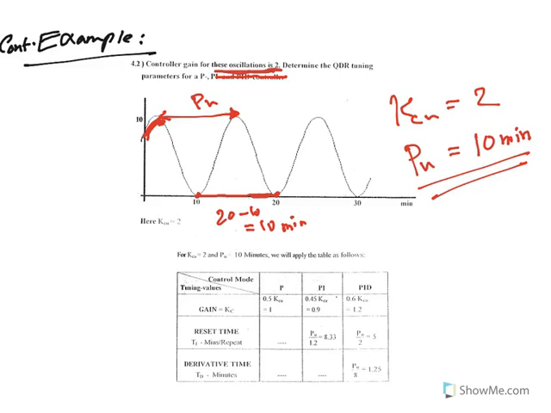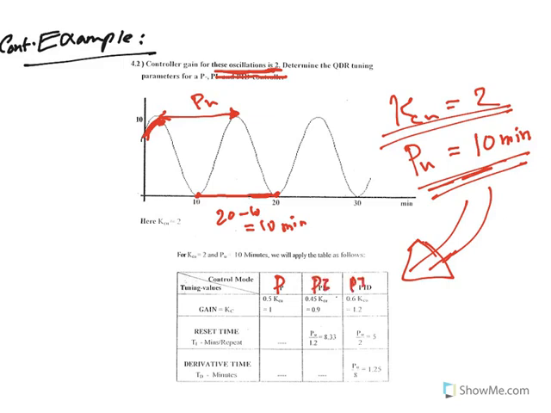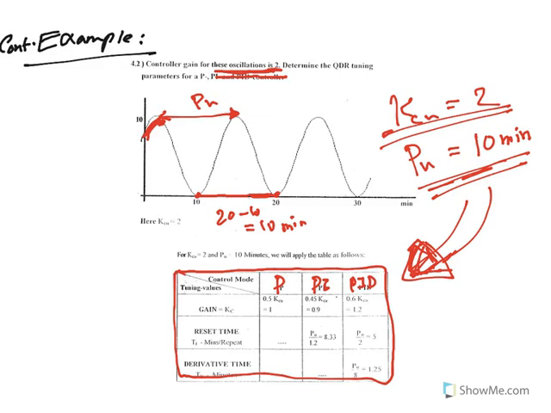So directly, if we have the ultimate gain and the ultimate period, we can use them and find the parameters of PI and PID using the Ziegler-Nichols table. This is a very important technique, and every student should make sure that he understands how to find the ultimate gain, the ultimate period, and how to calculate the parameters using the Ziegler-Nichols table.